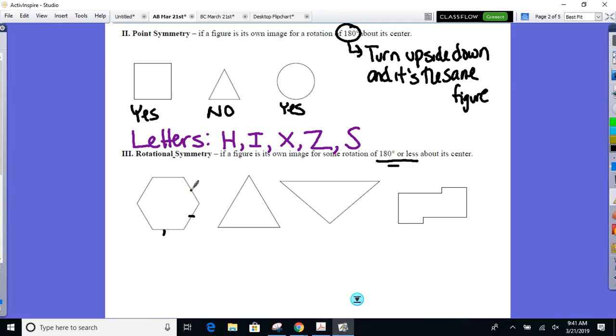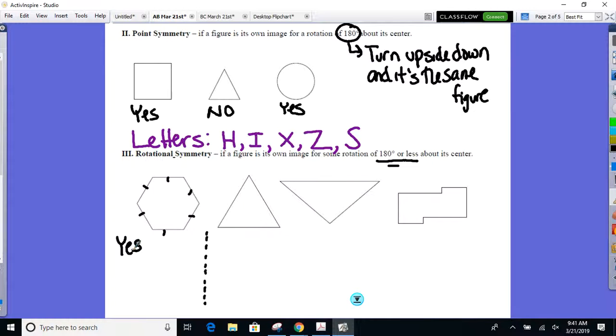So let's go to this. What's this figure right here? 6 sides? A hexagon, and I'm going to tell you it's regular, meaning all the sides are equal. Does this have rotational symmetry? Can I rotate this 180 or less and get this same thing back? Yes, I can. All right.